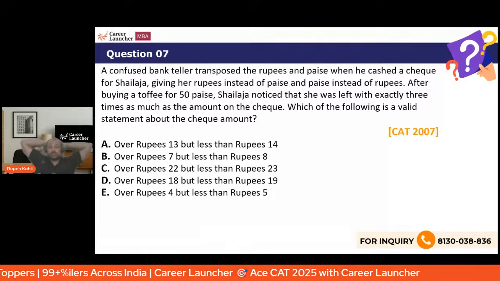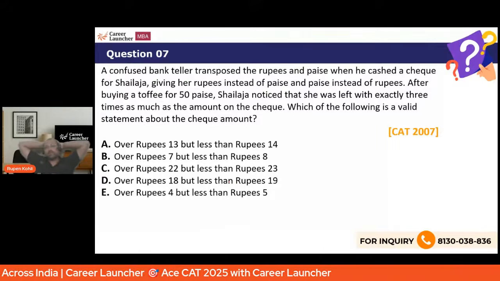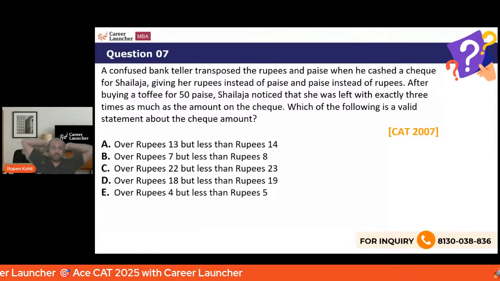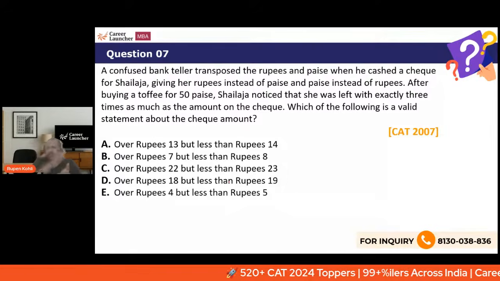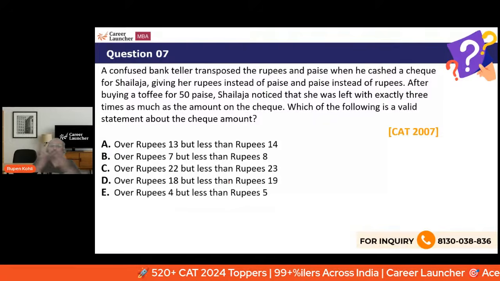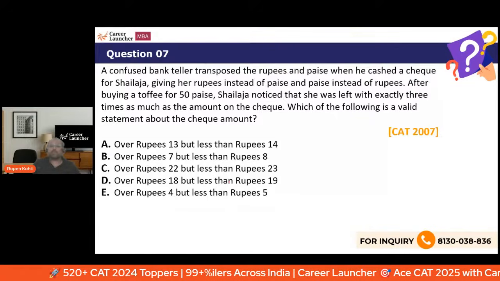Rupees and paisa, two variables are involved. Which of the following is a valid statement about the check amount? All the options are about the range of the rupee amount, in the range of 1 rupee only, 13 to 14, 7 to 8. So basically how much the rupee amount is, that is what we have to find.